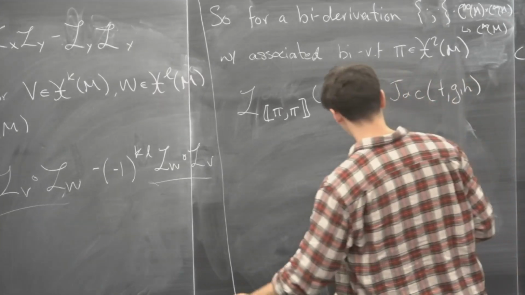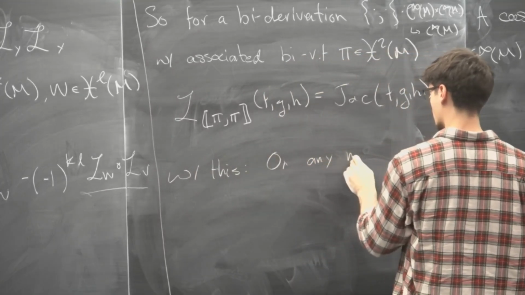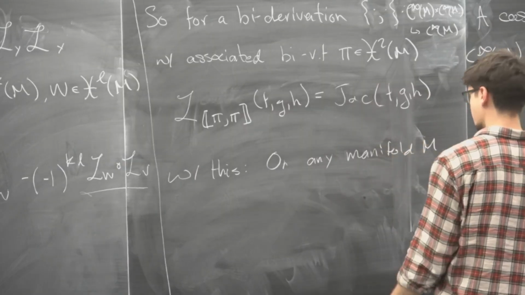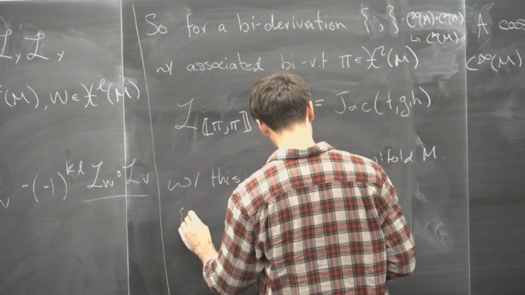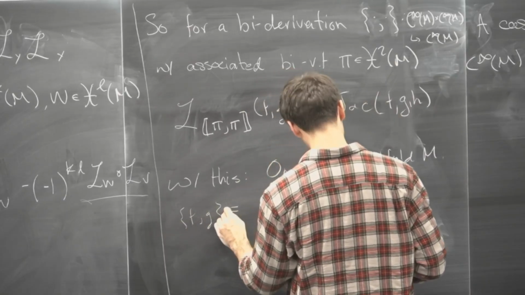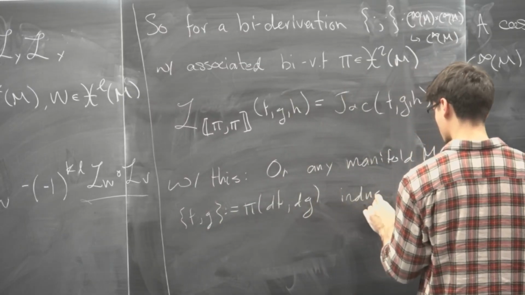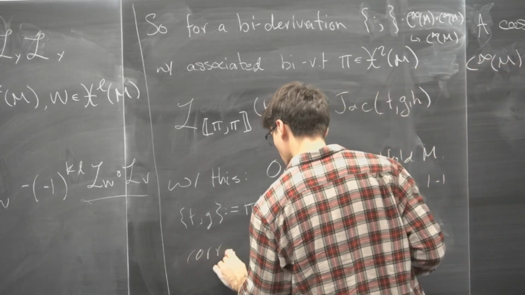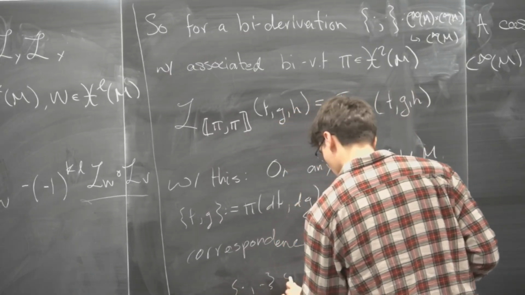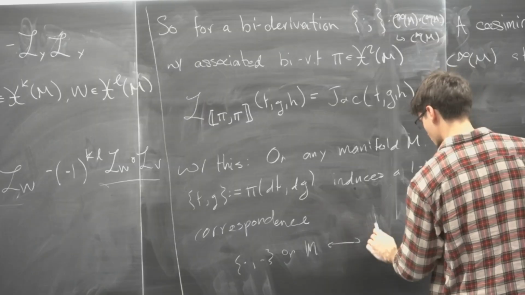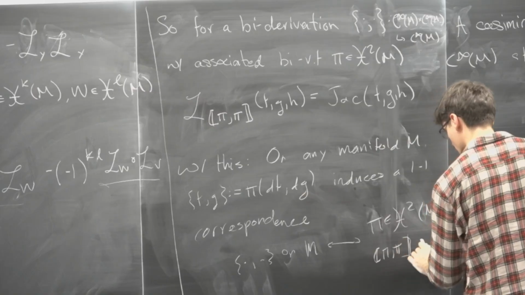And so specifically, what we get is that on any manifold M, the bracket, which is simply the contraction of pi into F and G, gives us or induces a one-to-one correspondence between brackets on M and bivector fields pi satisfying that pi bracket pi under the Schouten bracket is 0.